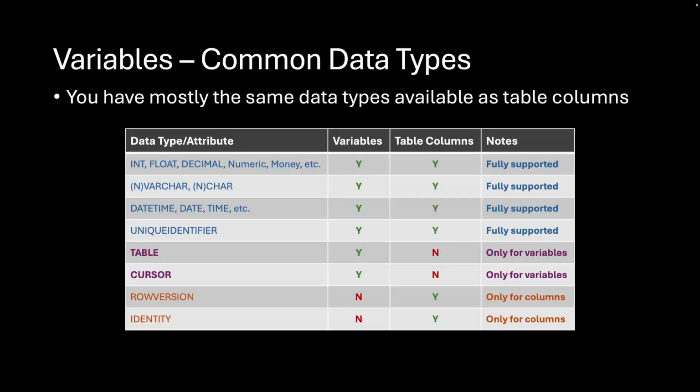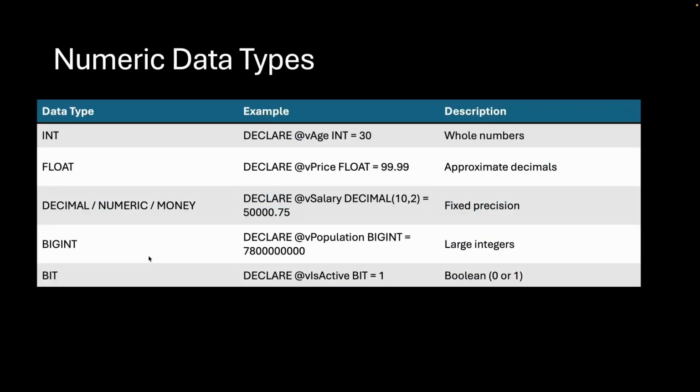But you can't use the identity property just on a variable, okay? All right, so moving on. Numeric data types. This is pretty much what you would expect from the table columns right into variables, right? Same sort of thing. I'm just giving you what it would look like to declare those and to set them, okay? And a little bit of a description of them.